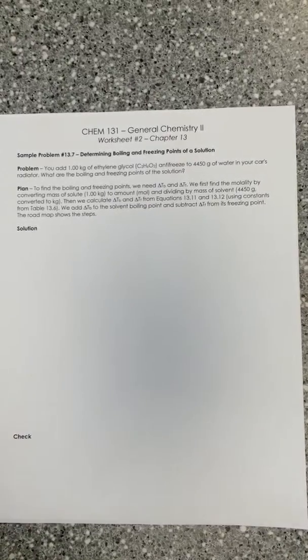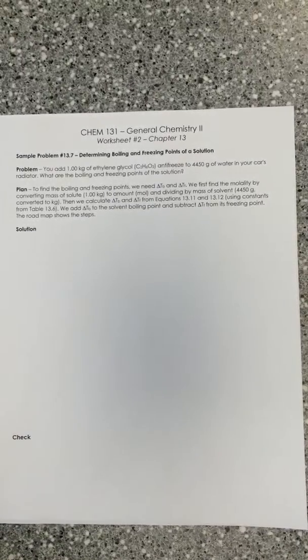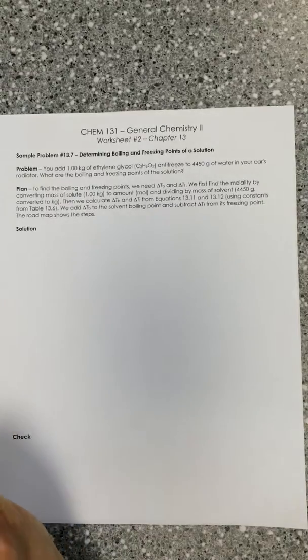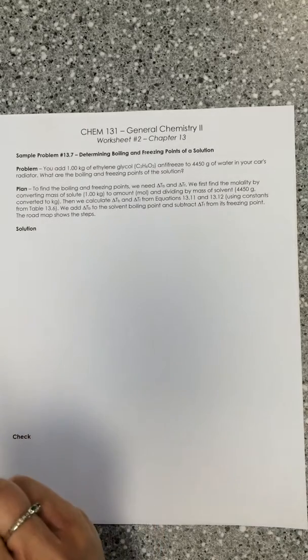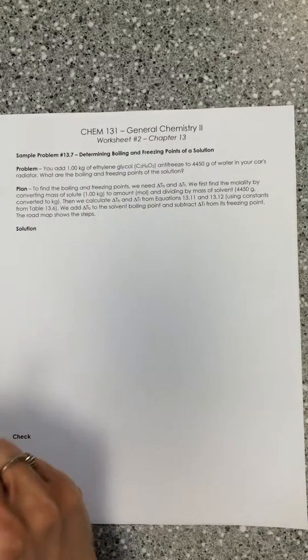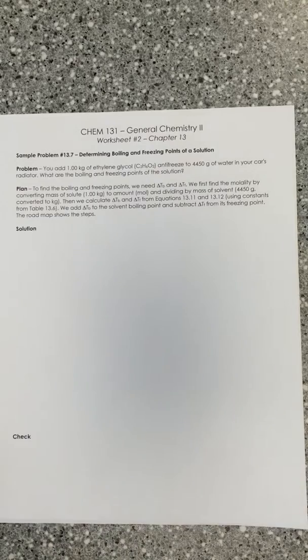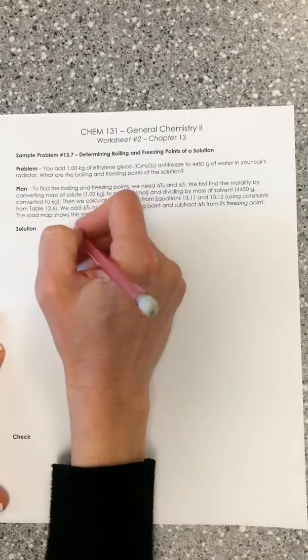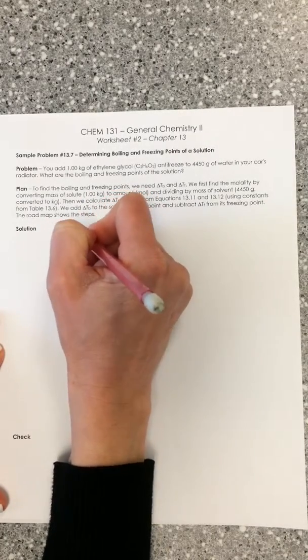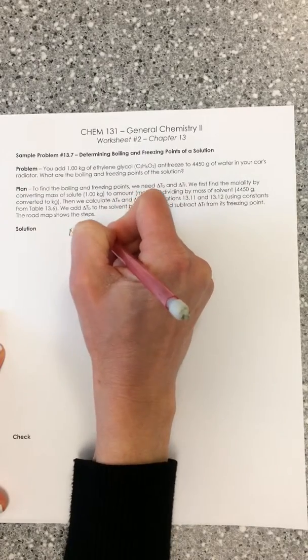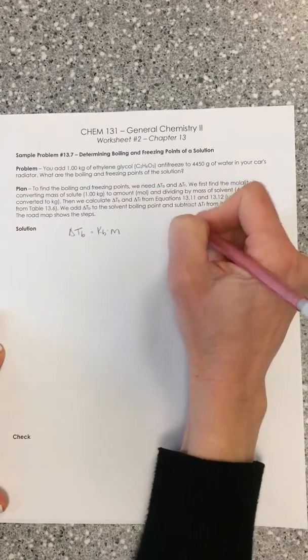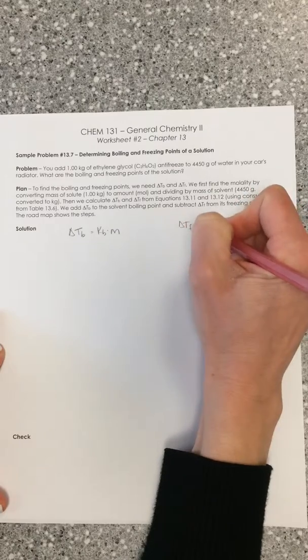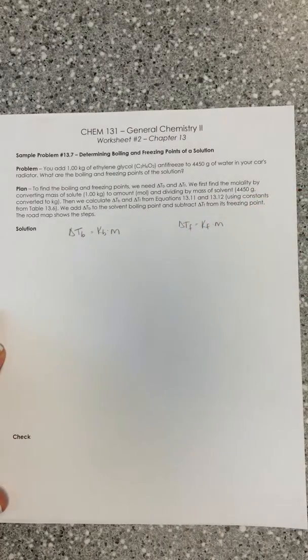Okay, our next problem, sample problem 13.7, looks at two other colligative properties which deal with molality, which are boiling point elevation and freezing point depression. And we're looking at both of these simultaneously with this solution. So boiling point elevation and freezing point depression use two very similar equations. Boiling point elevation uses this equation. Freezing point depression uses this equation.